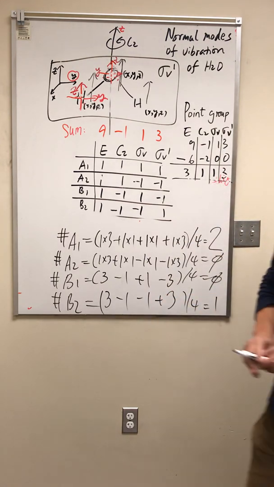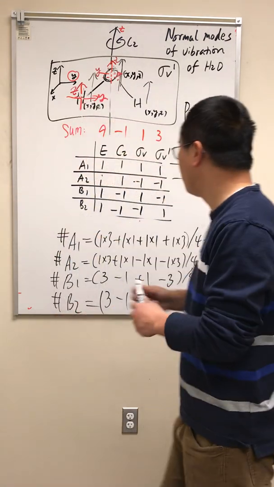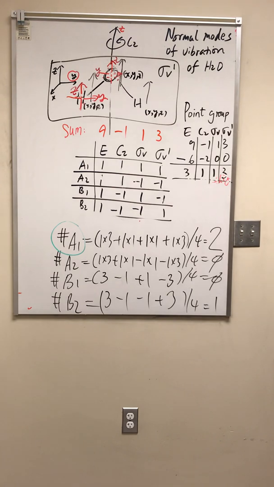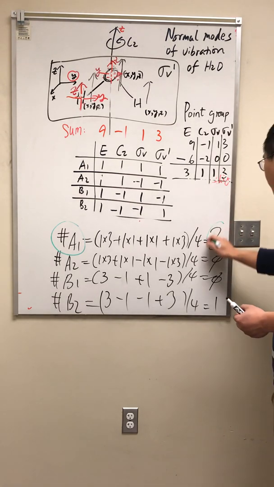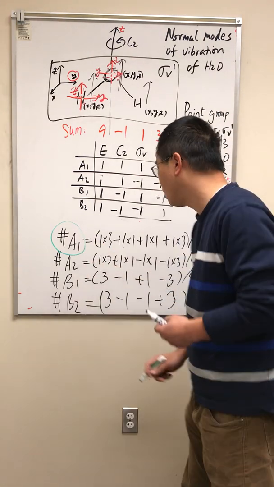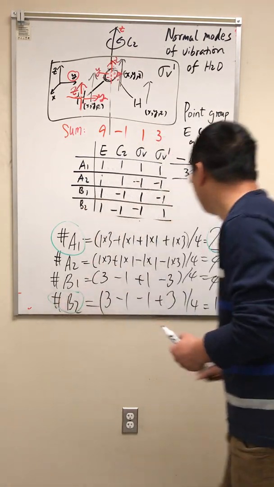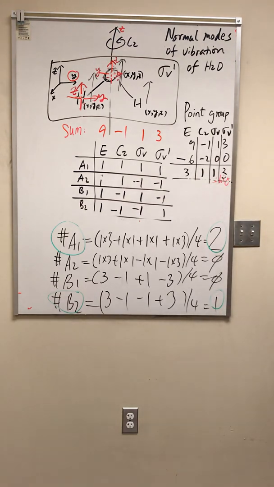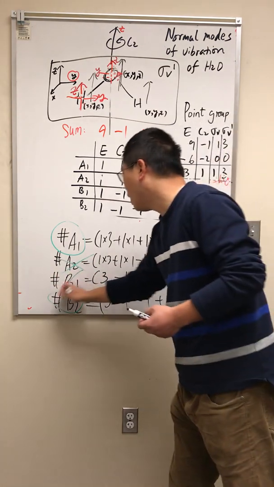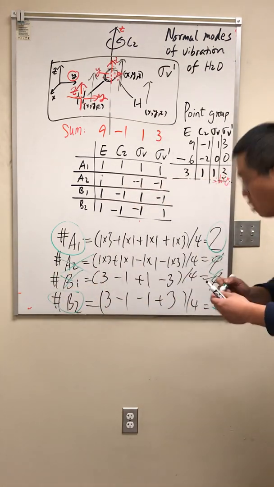Again, in the end, I'm going to use a different color. The number of normal modes with A1 symmetry: 2. We have 2 normal modes with A1 symmetry. How about B2? We have 1 normal mode with B2 symmetry. How about A2? 0. B1, 0. We're done.